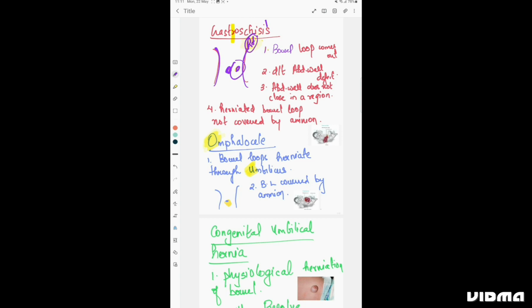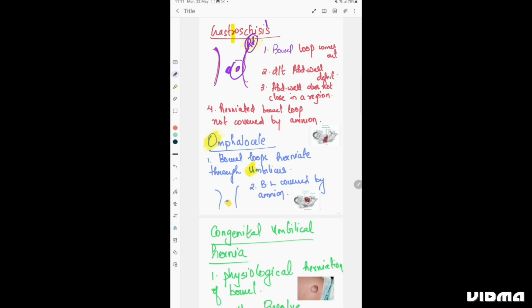Okay, so here one important point to remember is that the herniated loop is not covered by the peritoneal layer. You know that our intestines are covered by a layer called peritoneum. But here the herniated bowel loop is not covered by the peritoneal layer.